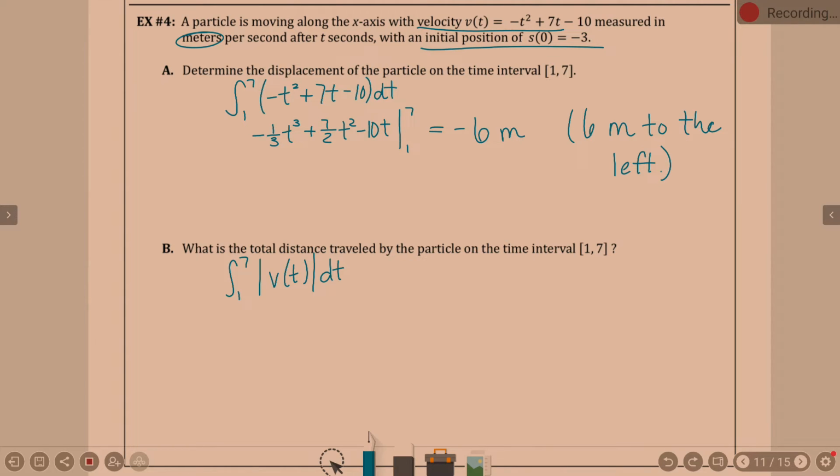Now, ways to do this. My suggestion is we look at the graph, or you can look at it algebraically. We're doing the integral from 1 to 7, and the function is going to be the absolute value of negative t squared plus 7t minus 10 dt. Well, it's not that we just change everything to positive. That's not how it works when you have variables in there.